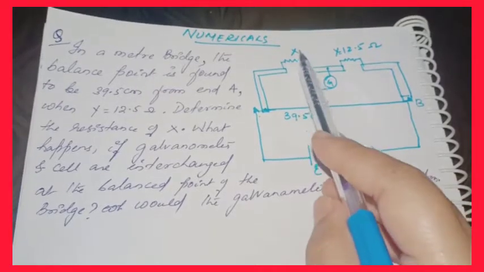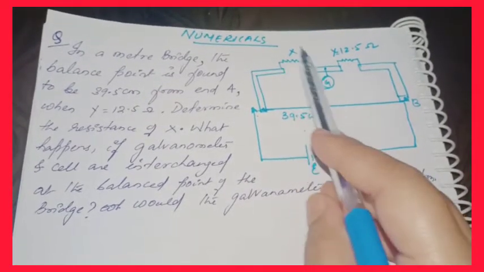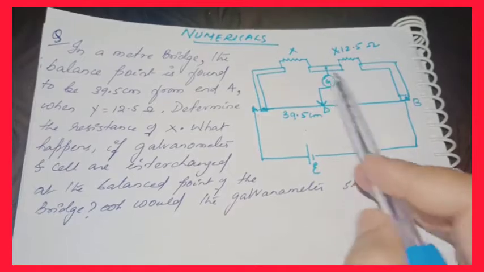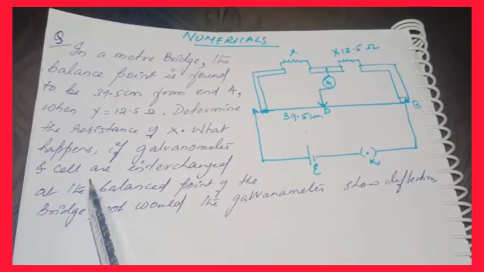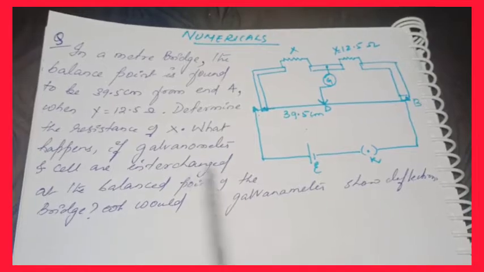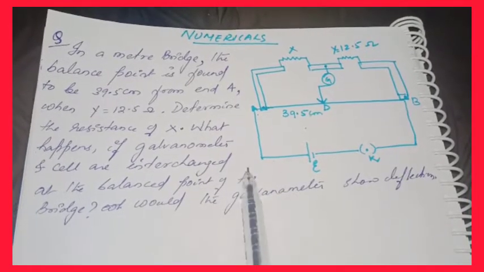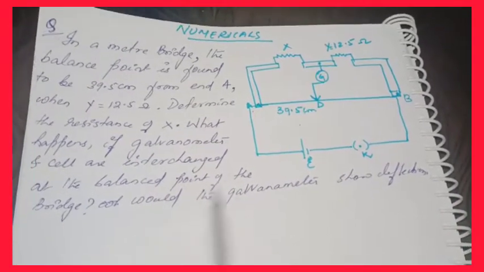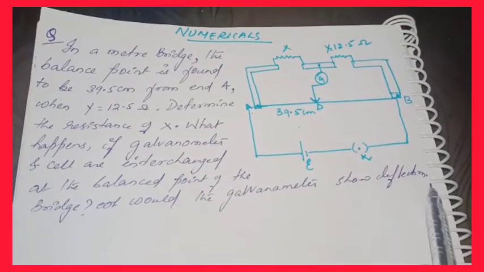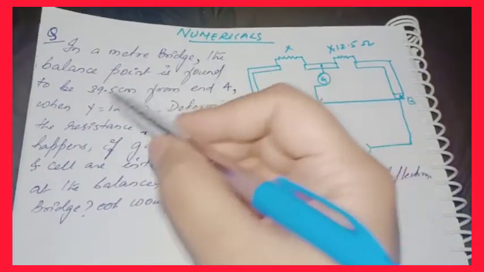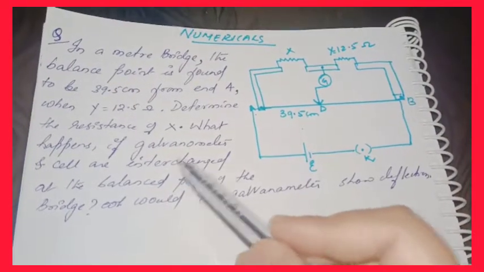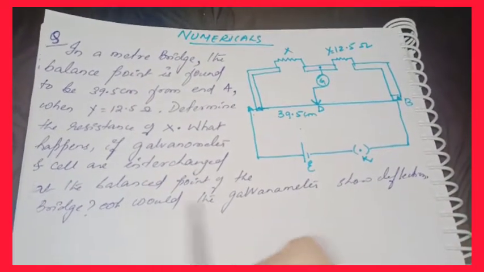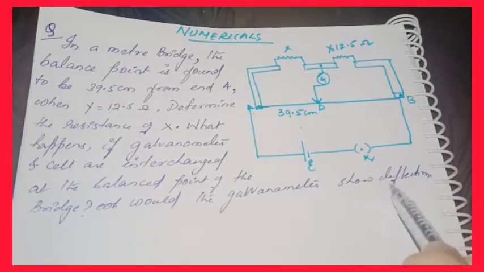What is the value of X? What is the resistance value of X? We have to find it out using the meter bridge. Also it is asking what happens if the galvanometer and cell are interchanged at the balance point of the bridge. Would the galvanometer show deflection? So let us first solve the first part of the question, and then go to the second part and discuss whether the galvanometer will show any deflection or not.